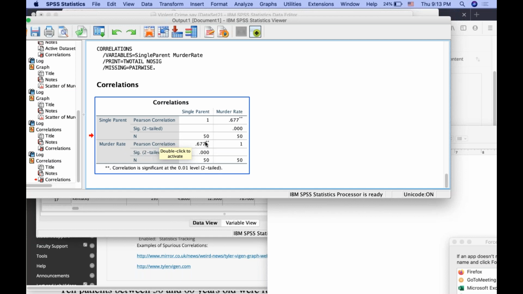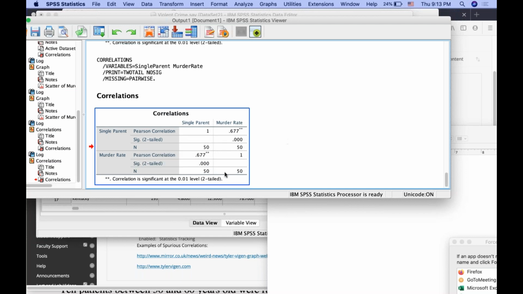It does every permutation automatically, even though we know that it's going to be the same number, right? Murder rate to murder rate is 1 point and same significance and so on. This is a sample size, right? It didn't change anything. It's just that it does it every which way.